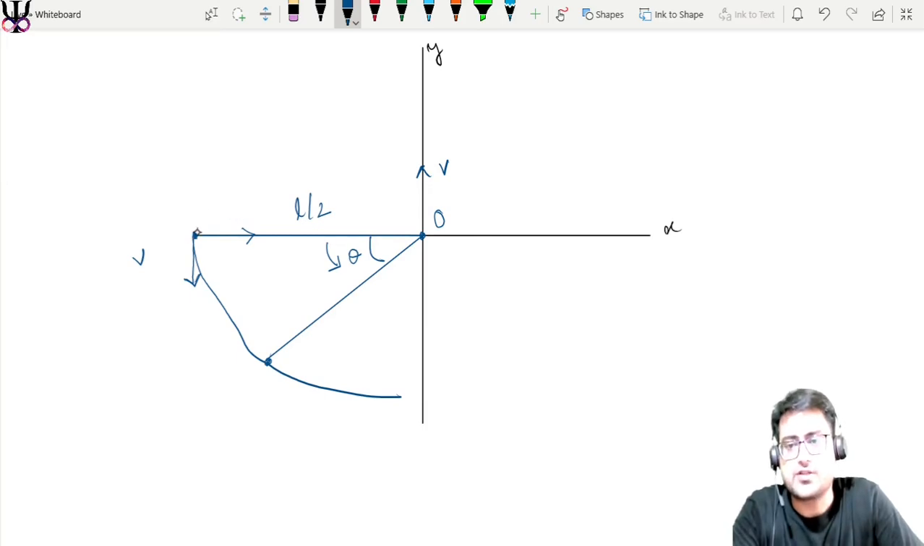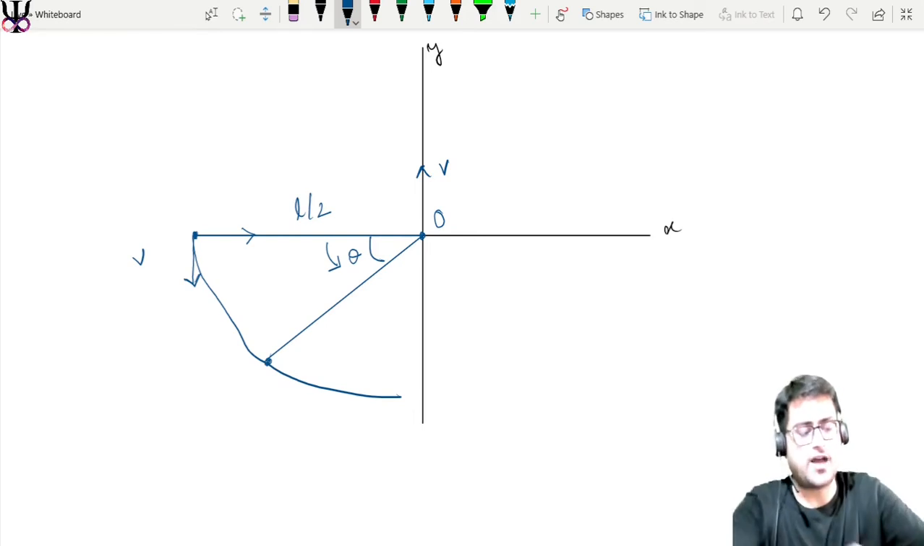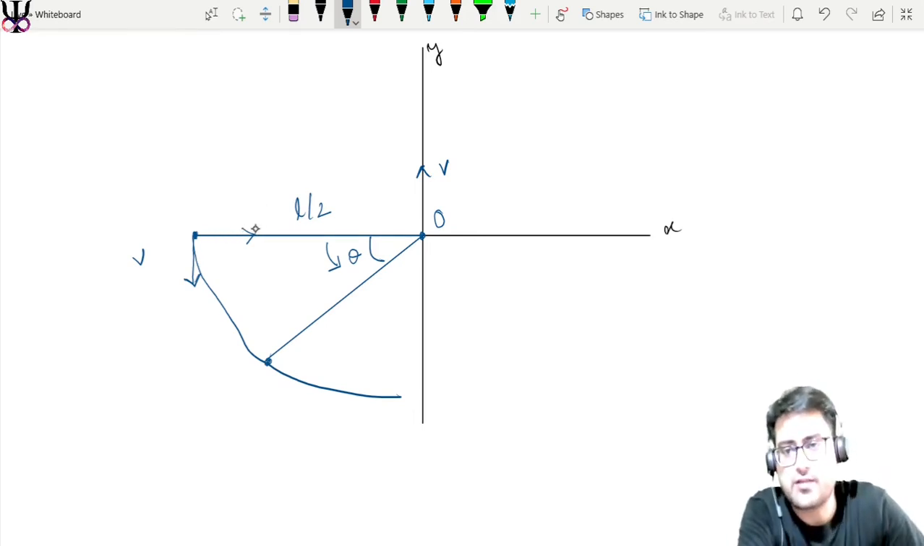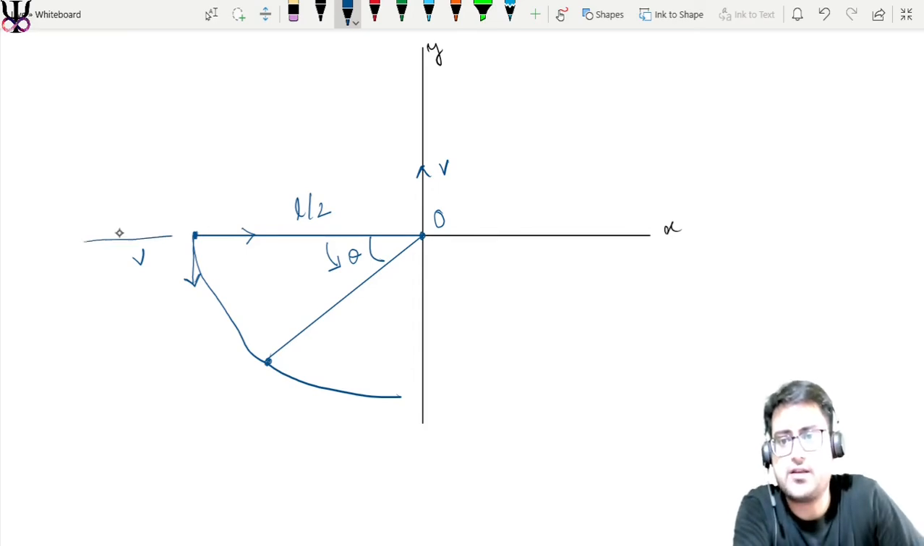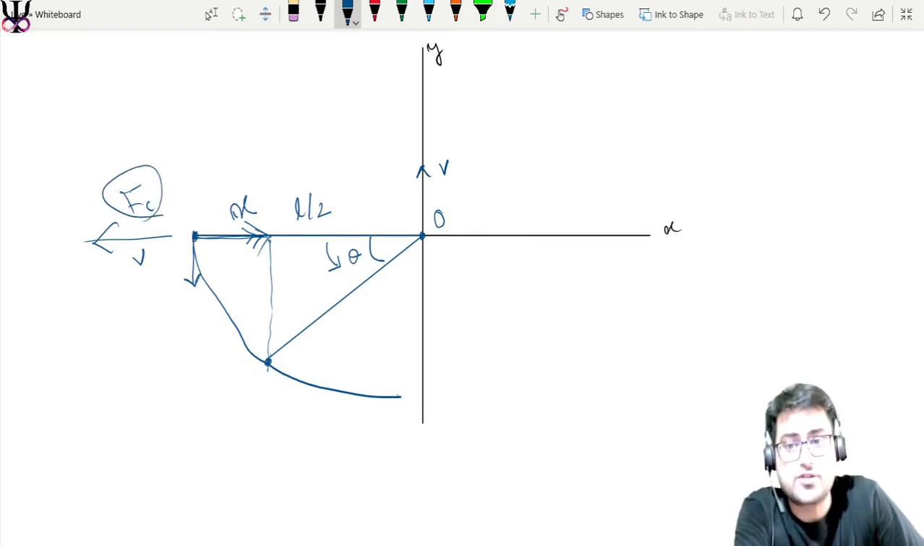Not exactly a complete circular motion, but its path will be a circle. So in a circular path, the tension does no work. So the only work is done by the Coulomb's force Fc. Let us suppose that it has moved by some distance x. So it will be doing some work, correct? And since it is doing work against the Coulomb's force, it will lose some of its kinetic energy.